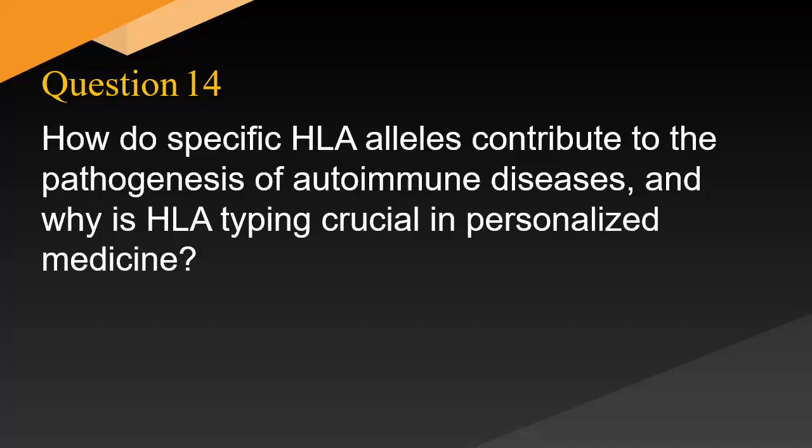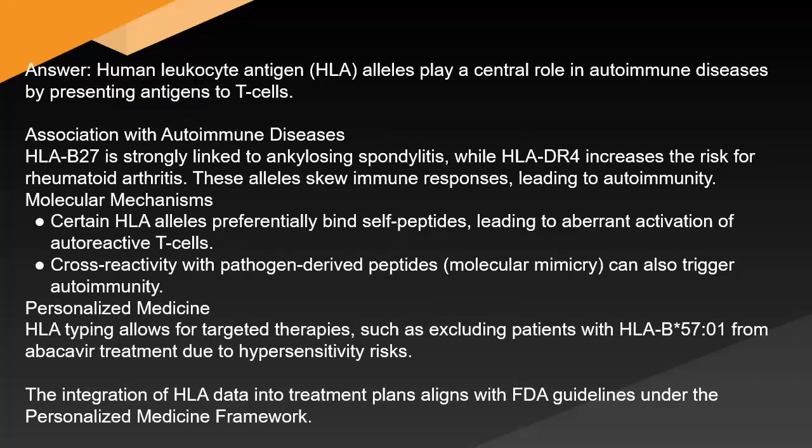How do specific HLA alleles contribute to the pathogenesis of autoimmune diseases, and why is HLA typing crucial in personalized medicine? Answer: Human leukocyte antigen (HLA) alleles play a central role in autoimmune diseases by presenting antigens to T cells. Association with autoimmune disease: HLA-B27 is strongly linked to ankylosing spondylitis, while HLA-DRB1 increases the risk for rheumatoid arthritis. These alleles skew immune responses, leading to autoimmunity.